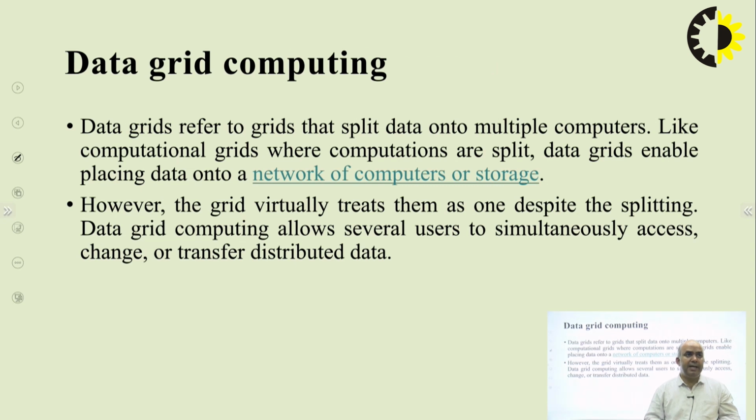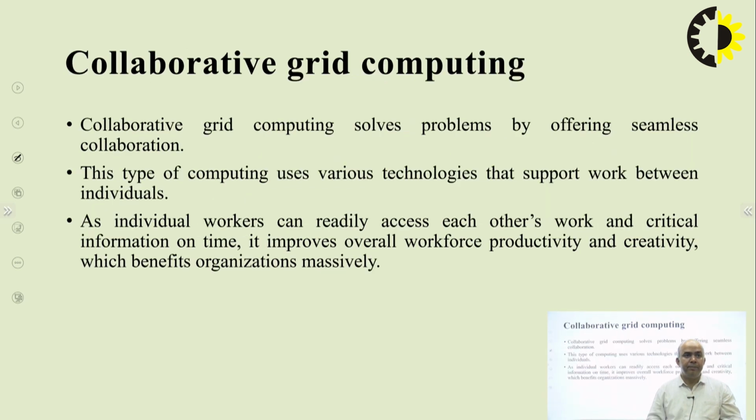Another is data grid computation, which refers to splitting the data across multiple computers, like computational grids where the computations are split. Data grid enables placing them into the networks or the storage. The grid virtually treats them as one despite the splitting over the networks.